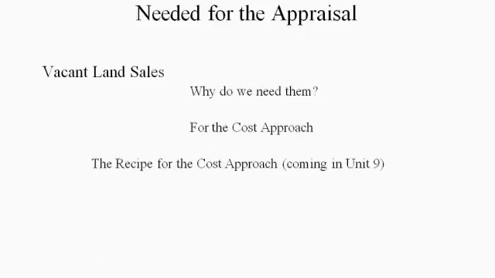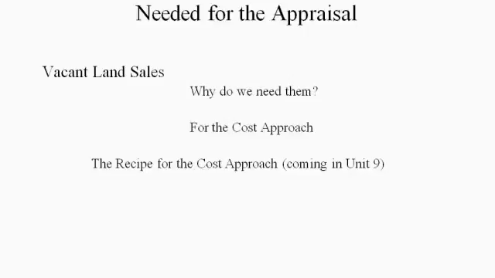The first category of information we need is for vacant land sales. Now, we should ask ourselves, why do we need that? Why would we need vacant land sales? Even in many cases, we need it if the property is improved. And the answer is to do the cost approach. And you say, but we haven't done that yet. No, we haven't studied it, and we won't until Unit 9. But I wanted to show you just a quick recipe for the cost approach, and it's essentially a three-step process.